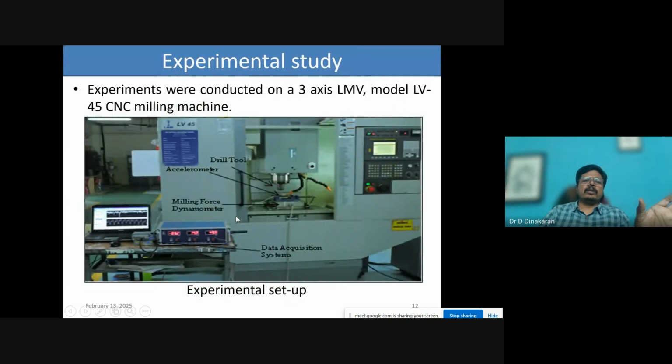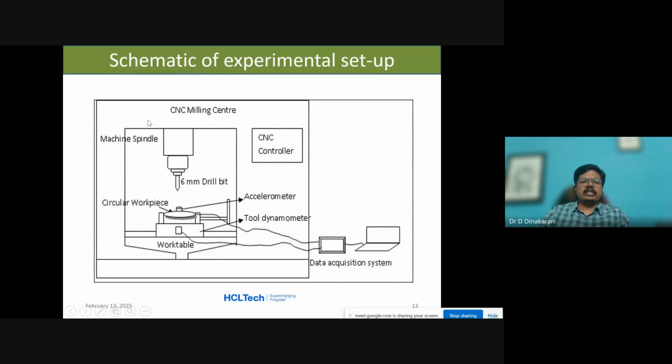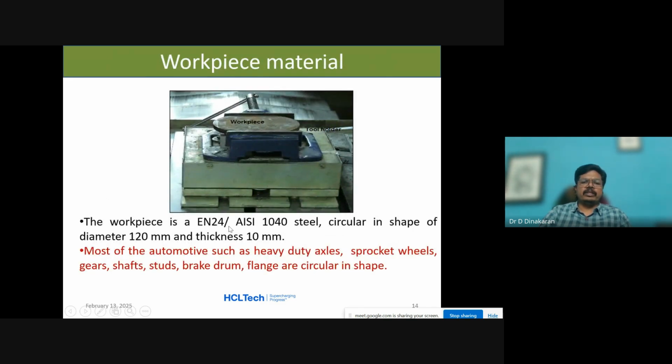Okay, so this is the basic experimental setup. It's a physical setup where one component, an accelerometer, and a tool dynamometer are fixed. There is a data acquisition system for force as well as vibration, and this is the overall setup. Accelerometer and tool dynamometer are used, and this is the 6 mm drill bit. This is a circular plate where we are going to drill, and when drilling starts, the vibration and force signals are captured through this data acquisition system on a LabVIEW platform, and this is the workpiece material.